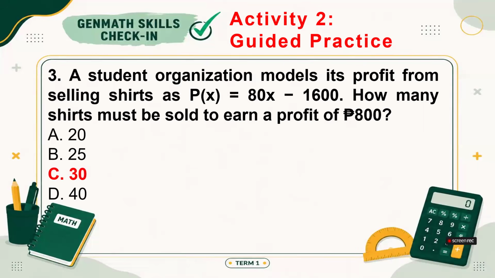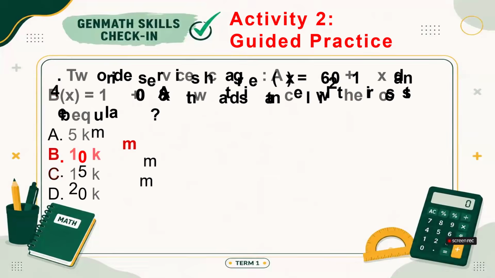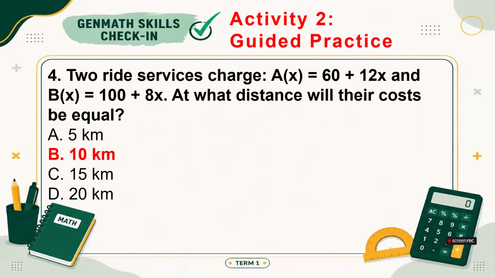So if the problem gives you the desired output, then set the function equal to that value, and then you can now solve for the missing x. Okay, let's have number 4. Two ride services: the service charge A of x is 60 plus 12x, and B of x is 100 plus 8x. So at what distance will the cost be equal?